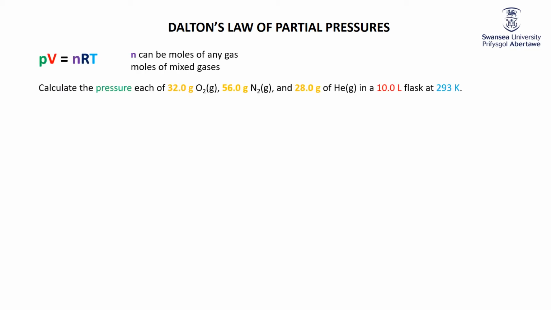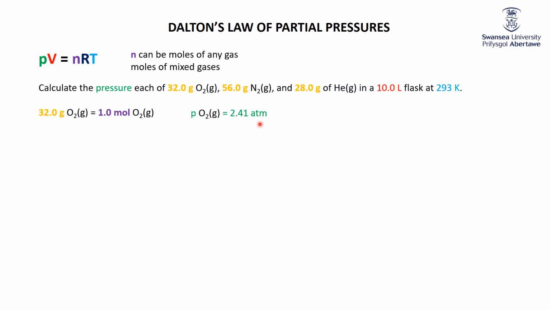Now, if we just consider this with an example to start with: calculate the pressure of each of 32 grams of O2, 56 grams of N2, and 28 grams of He in a 10-litre flask at 293 K. Well, if we were to think about the oxygen all by itself, 32 grams of oxygen is 1 mole of O2. So the pressure of that 1 mole of O2, if we pop it in here, would be 2.41 atmospheres.